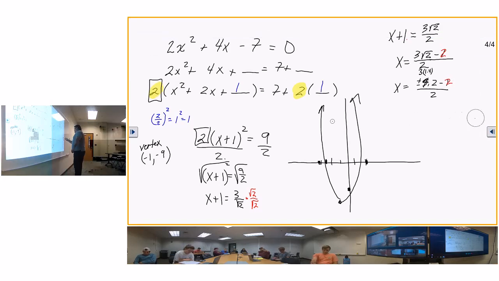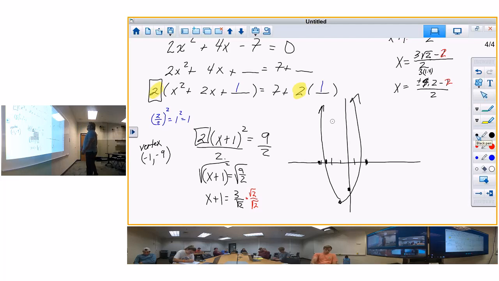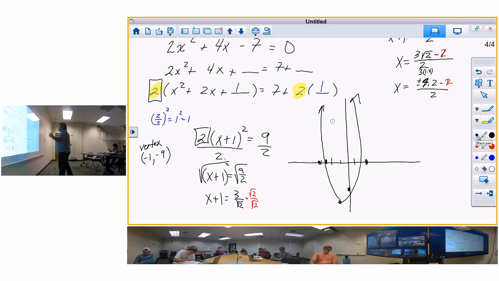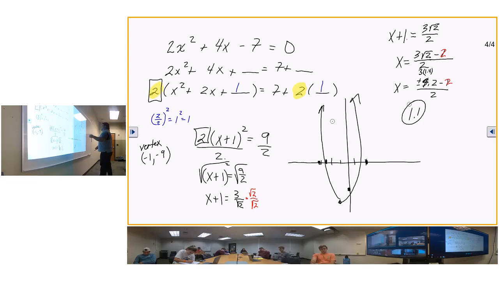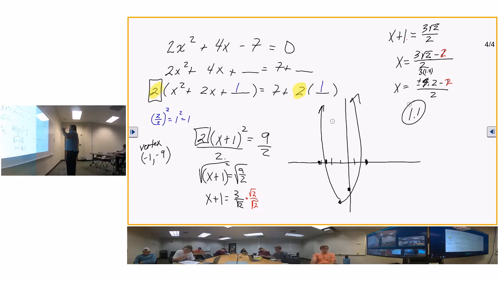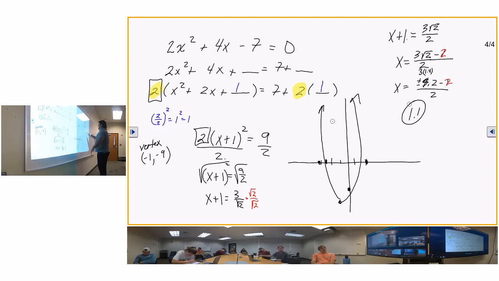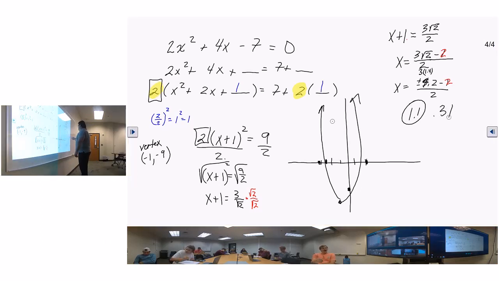So let's change it again. 4.2 minus 2 is 2.2. 2.2 divided by 2 is 1.1. Negative 4.2 minus 2 is negative 6.2. Negative 6.2 divided by 2 is 3.1. God, I hope that's right.